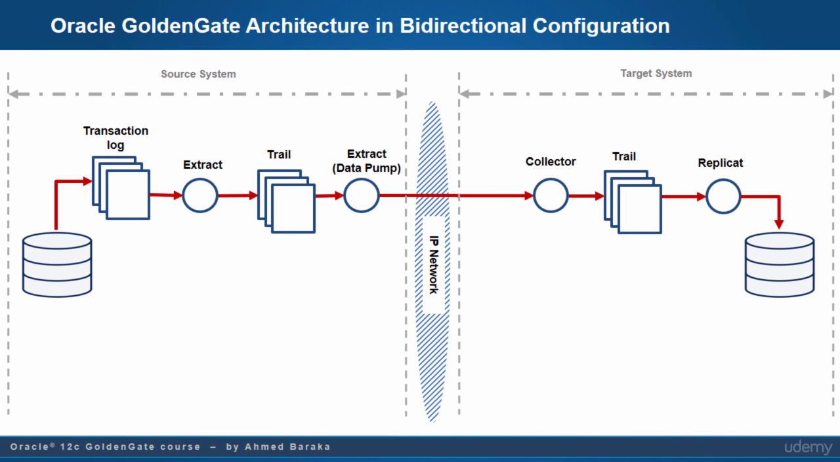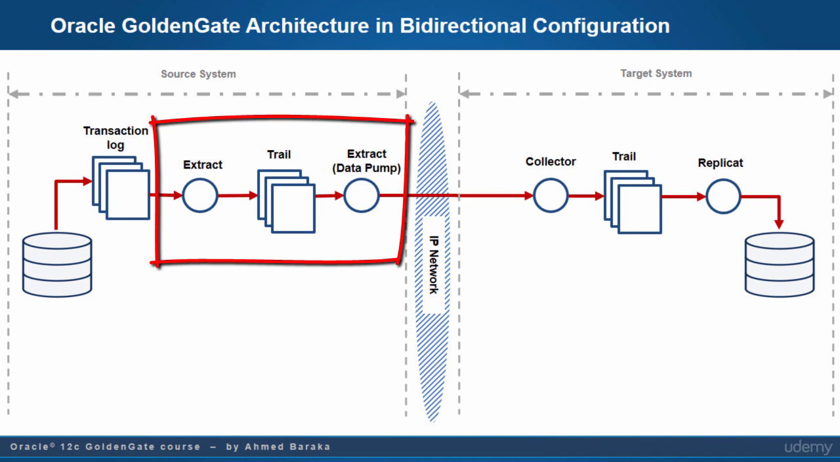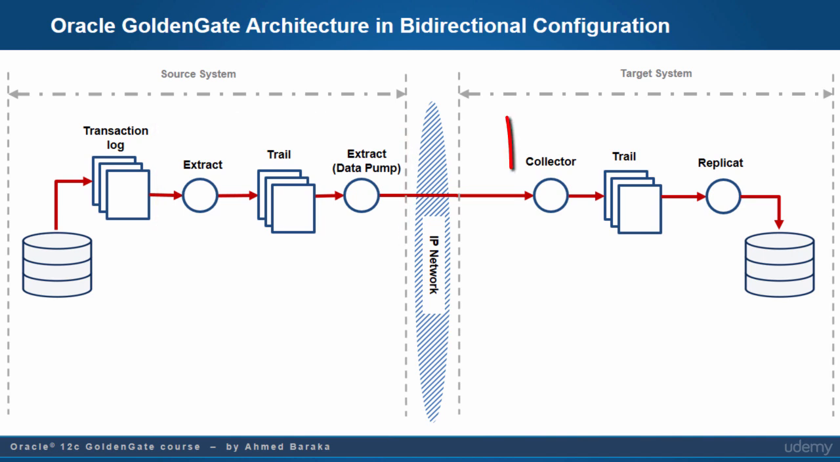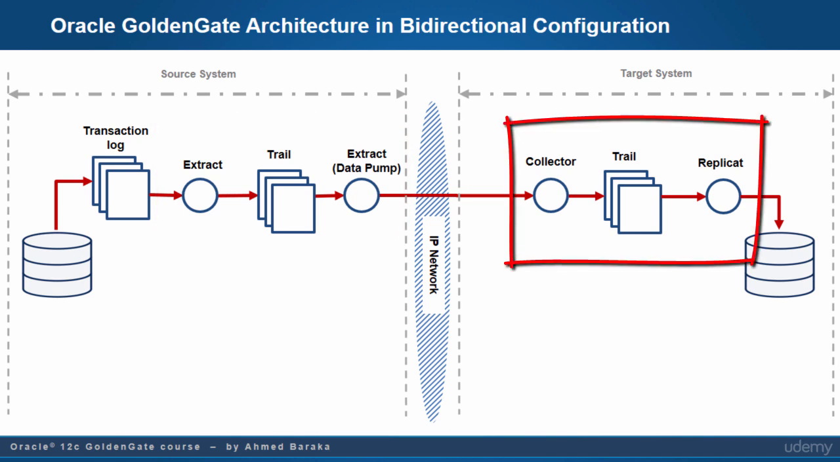This is the typical structure of a GoldenGate architecture. As usual, you would have the primary extract process, trail files, and the data pump process in the source side. And you would have the trail files and the replicate process in the target system.